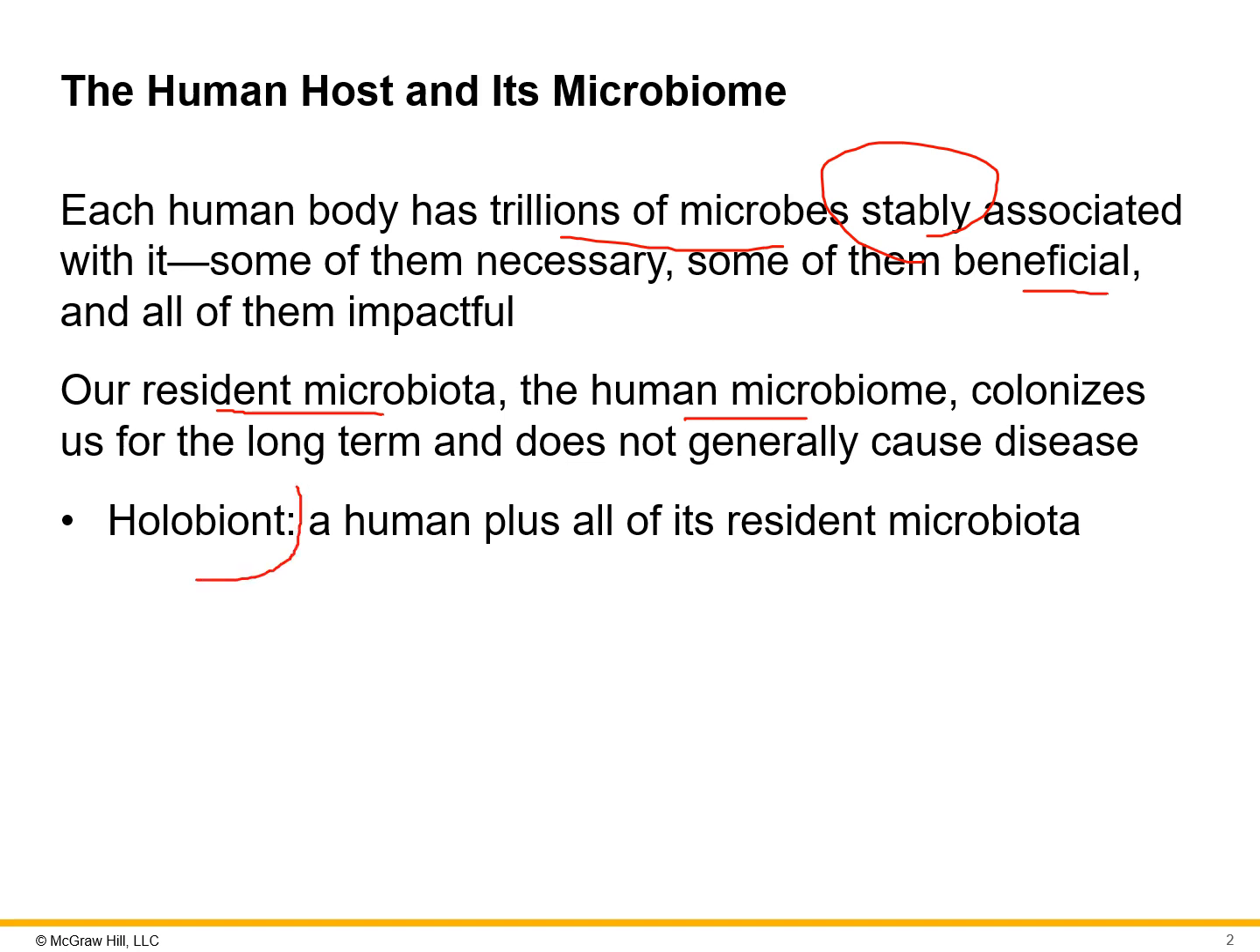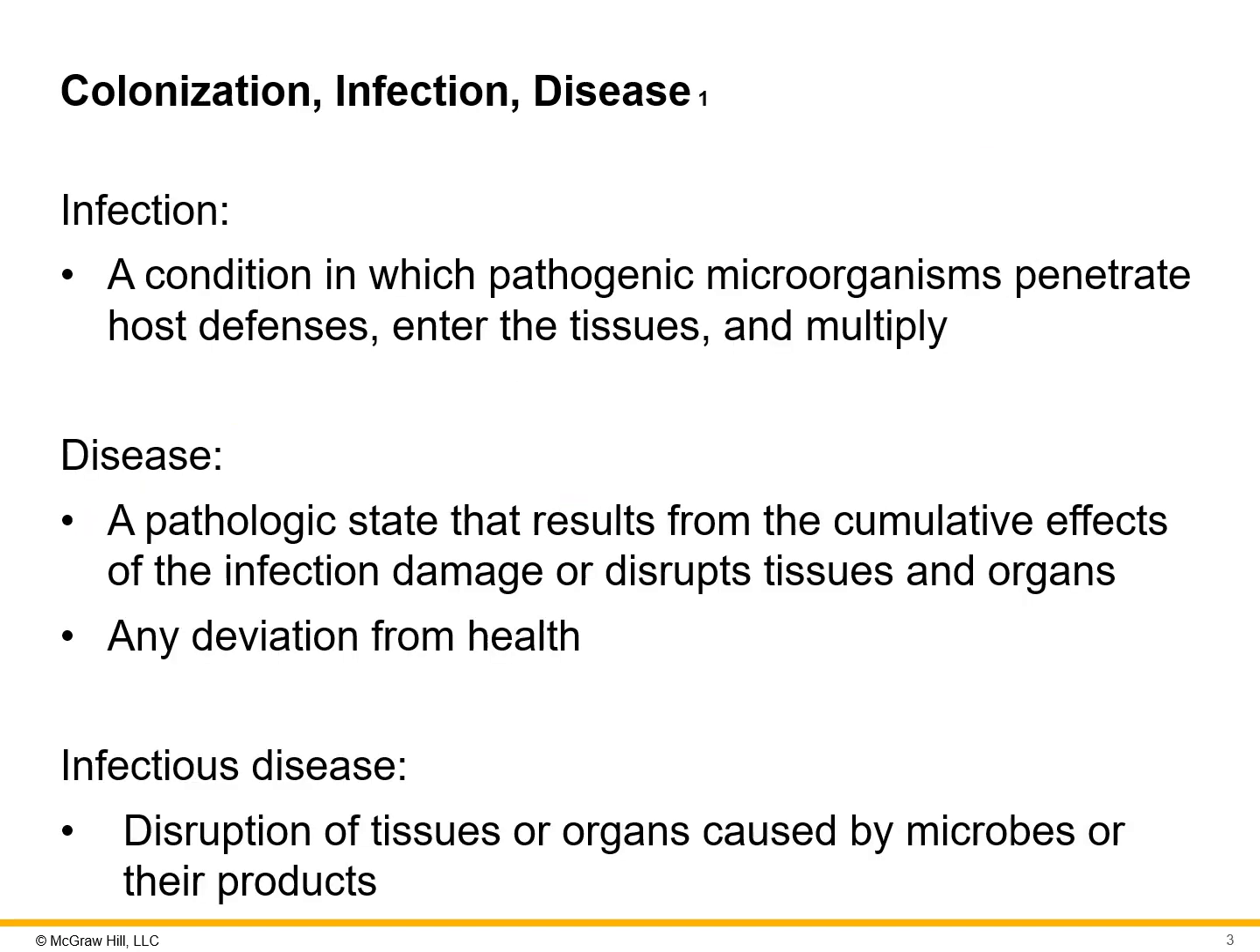And so the term holobiont is the term for the human plus all of its resident microbiota. So human cells plus all of the microbial cells. So we've talked about this, especially with antibiotics, and how whenever we take antibiotics, it disrupts those resident microbiota and can cause problems. But again, we have human cells, we have a lot of microbial cells as well.